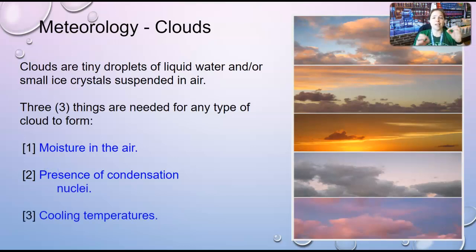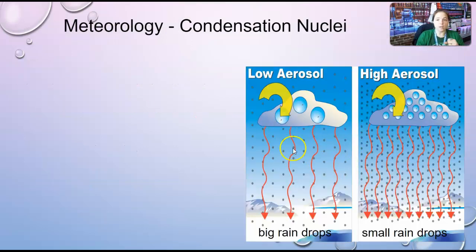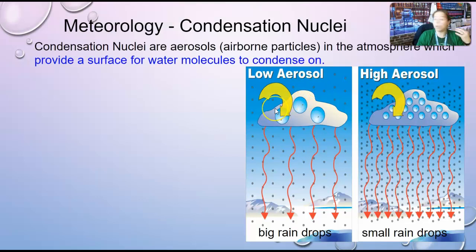And to do that, you need a condensation nuclei, something for it to latch onto, to condense onto. And then another one is you need cooling temperatures, which is one of the reasons why we were looking at dew point temperatures, which tell us the probability or most likely that there's going to be rain because of clouds forming. All right, so condensation nuclei, what are those? Those are any aerosol or airborne particles in the atmosphere which provide a surface for water molecules to condense onto.